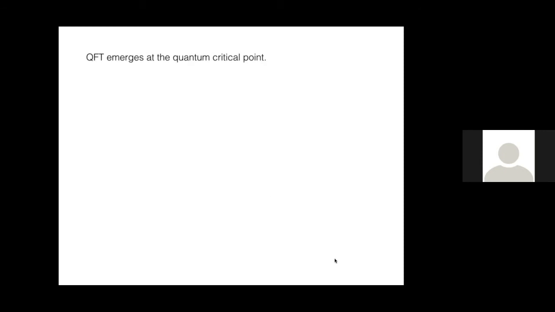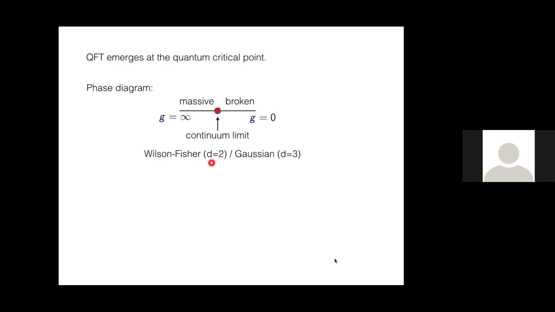So QFT emerges at this quantum critical point, and the phase diagram is the following. In D equals 2, that is 2 plus 1 dimensions, and 3 plus 1 dimensions, as you change G, there is a critical point that distinguishes between a phase where the O3 symmetry is spontaneously broken with Goldstone bosons, and a phase where the O3 symmetry is preserved and you get a massive theory. Away from this critical point, this mass scale is going to be pretty large. In some sense, it's going to be at the cutoff scale.